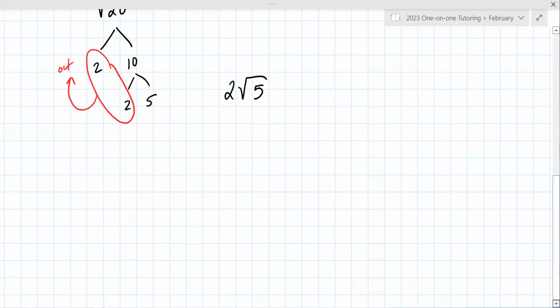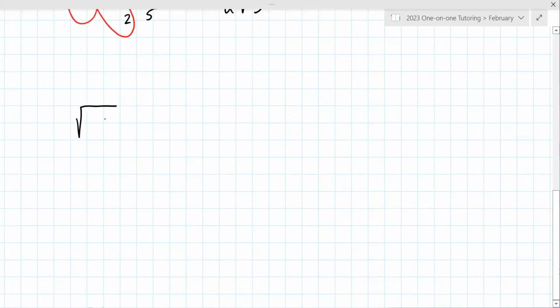Let's try another one. Square root of 44. What is the first number that we try? What's the smallest prime number? It is 2. 2 times 22. Okay, keep going. And then 22 is divisible by 11 times 2. Okay, so what is your final answer? You have to get rid of 2 and it makes it 2 and 11.